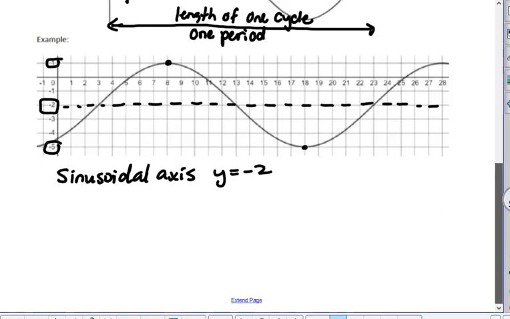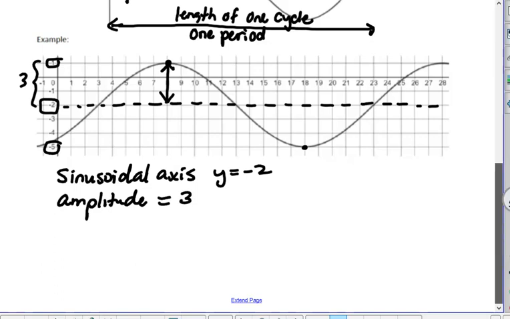The next thing we're going to look at is the amplitude. The amplitude is the distance between the sinusoidal axis and the high point, or the difference in these two values here, which is 3. So the amplitude equals 3.